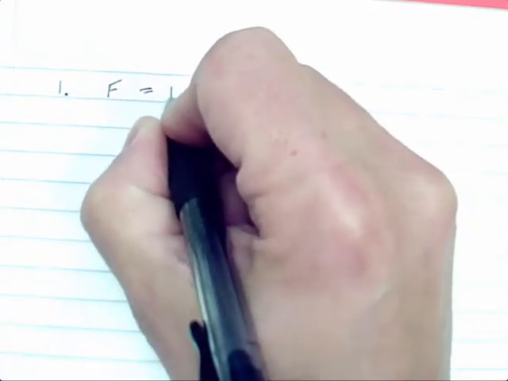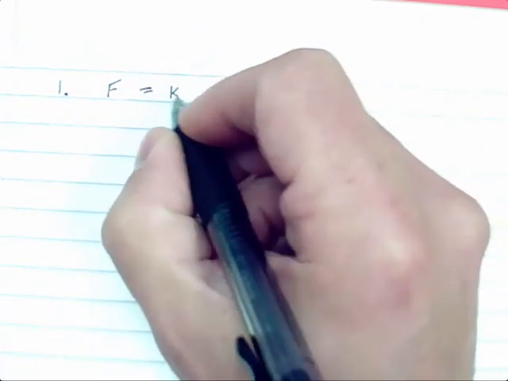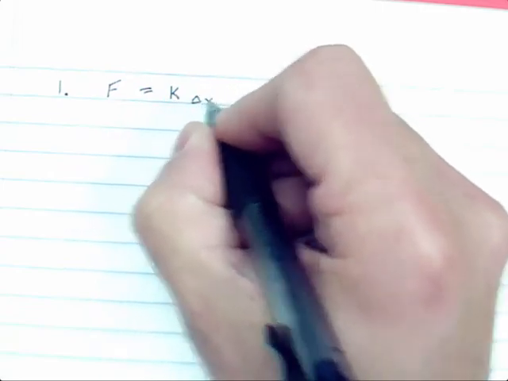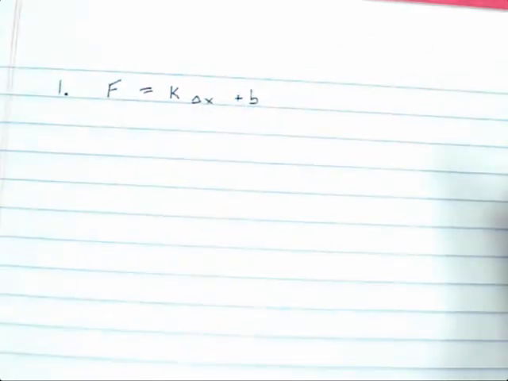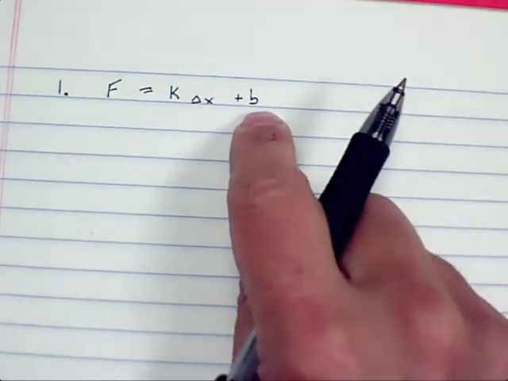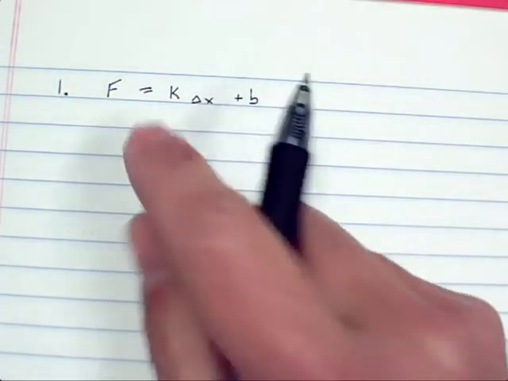Okay, so let's go back to where we started. The first equation we had was our spring equation. We said the force is proportional to the deflection plus an offset, because in a real spring we're going to have an offset and we're going to have a spring constant.